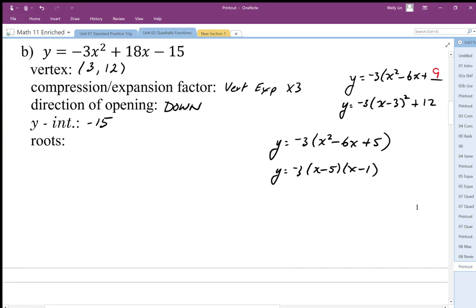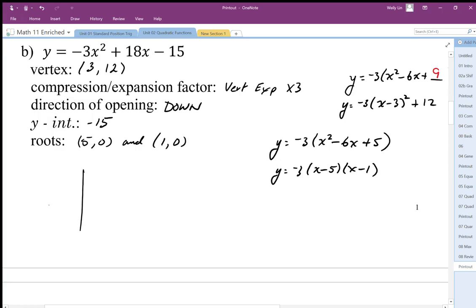So the roots of this function are going to be at 5, 0, and from here, it's going to be 1, 0. So those are my roots.